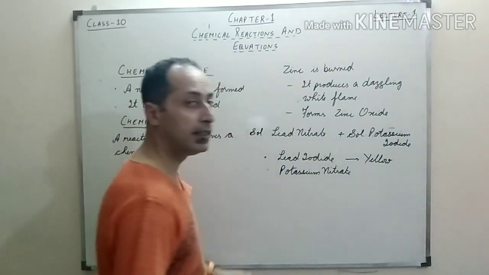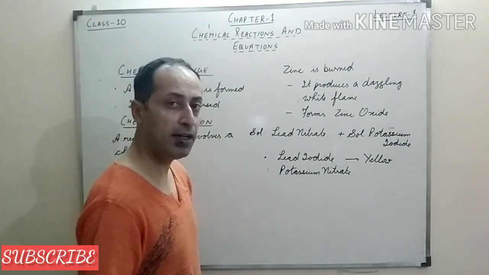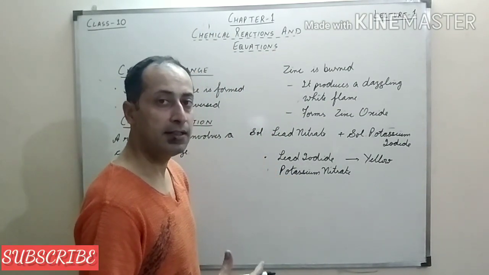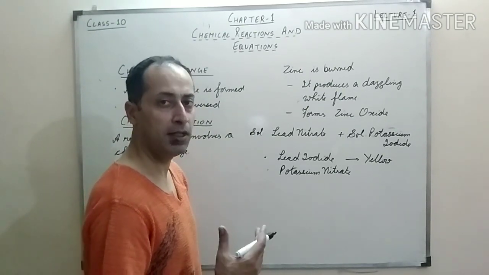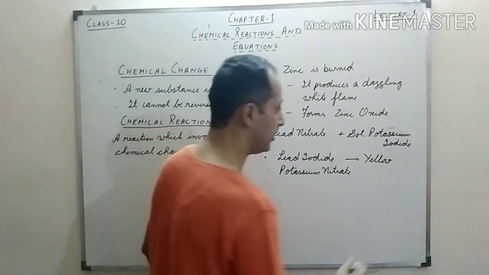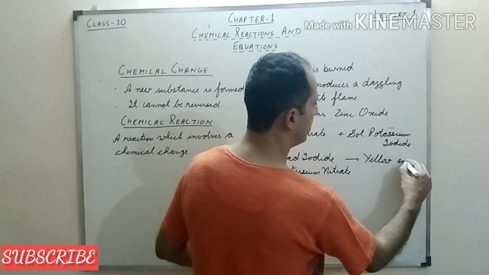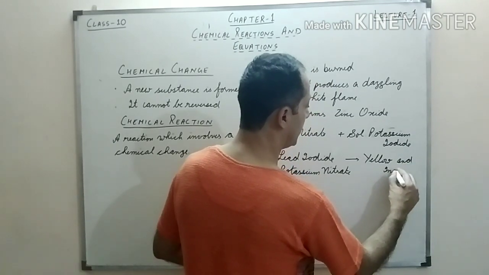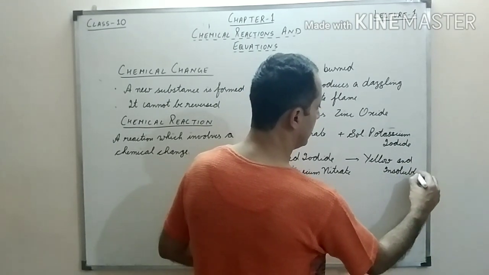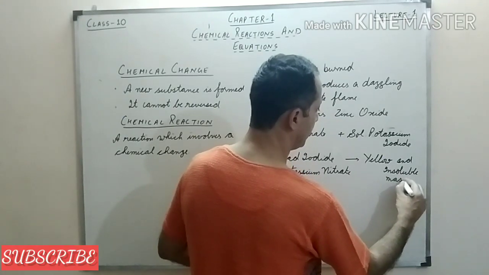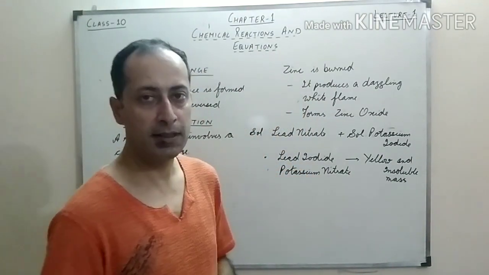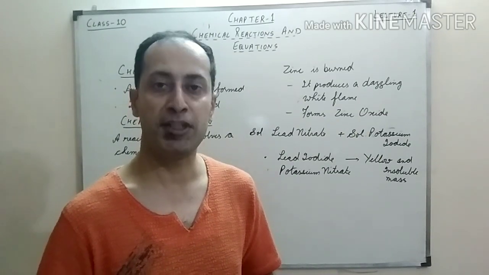And I say this lead iodide is yellow in color, and it forms an insoluble substance in the reaction. Yellow and insoluble mass. And this insoluble mass is also called a precipitate.